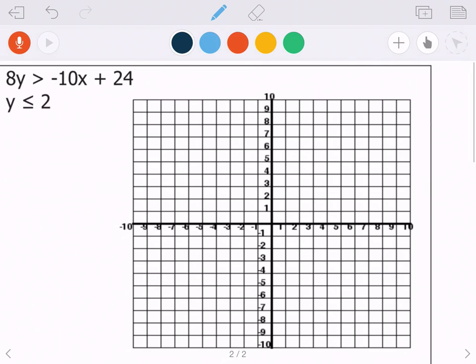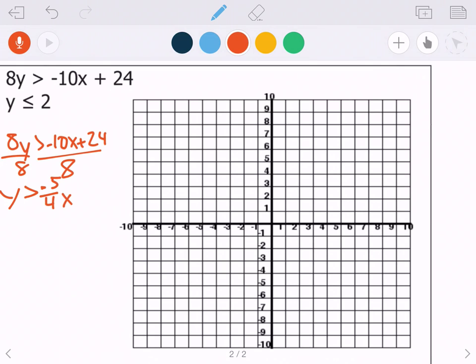Let's do one more problem. First of all, we need to convert the first equation, or excuse me, not equation, inequality. So y is greater than negative 10x over 8, which is going to reduce to negative 5 over 4x plus 3.